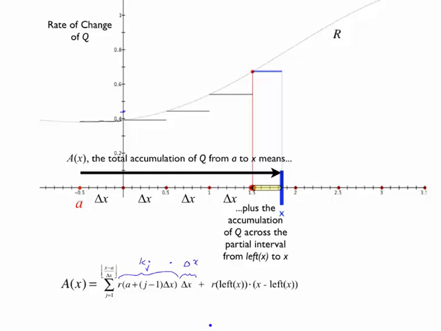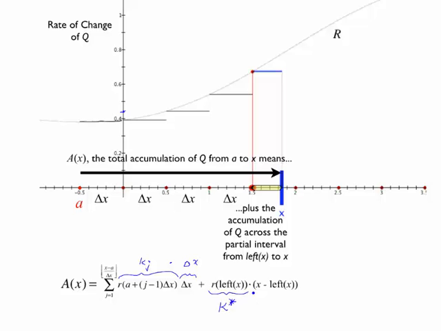Starting at left X to X. So R of left of X is, we'll call it K star, because it's not one of the J's. The J's are the completed intervals, right? J equals 1 to the number of completed intervals. But then we have this last constant right here that's blue. So we'll just call it K star. And that's R of left of X.